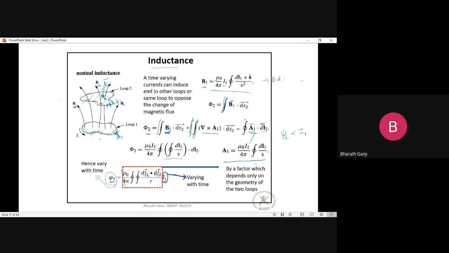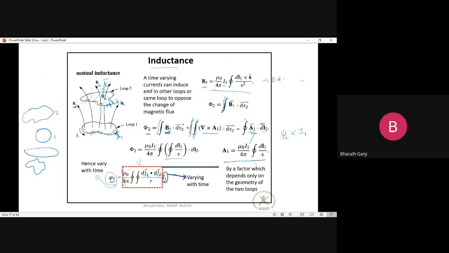So when we perform this dot product, I can say this dot product basically depends upon the geometry. For example, if the first loop was like this and the second loop was like this, maybe you get a different answer. And if the first loop was like this and the second loop was like this, then maybe you get a different answer, right? So depending upon the shape of the loops, this integration is going to depend.